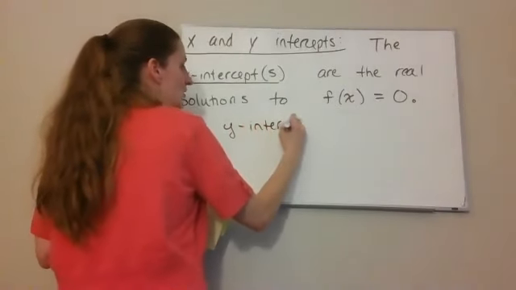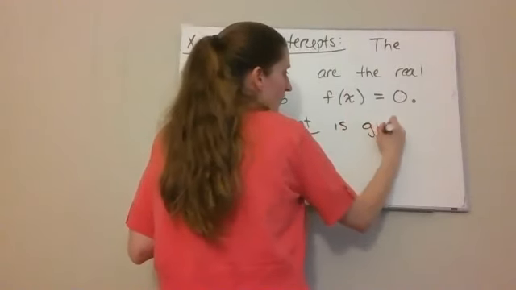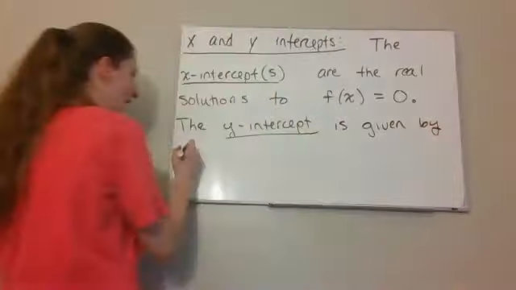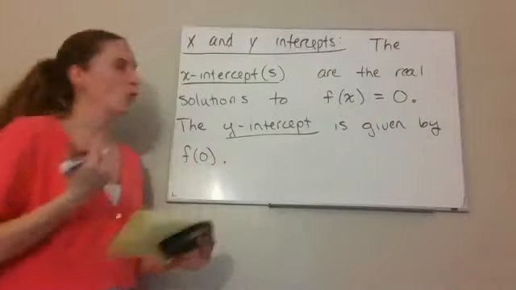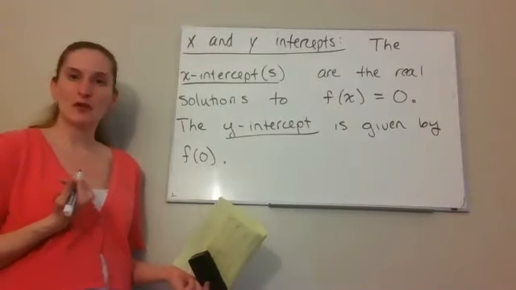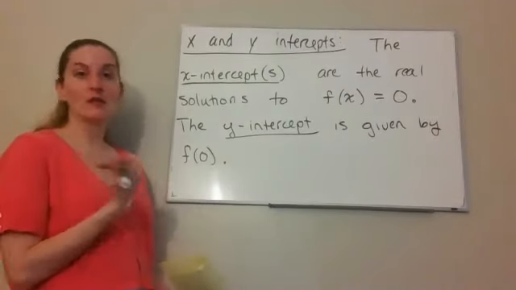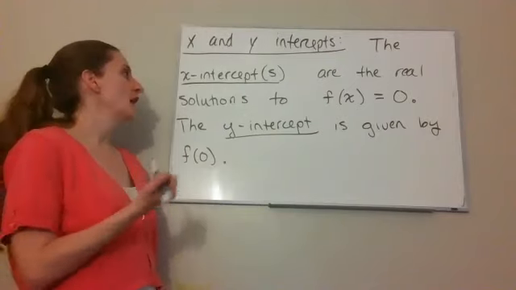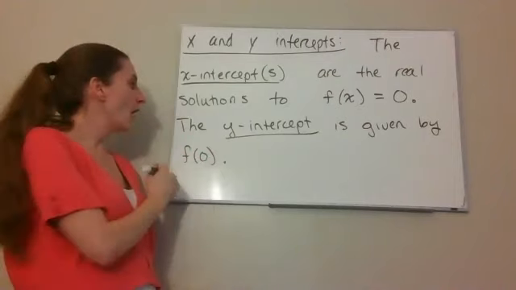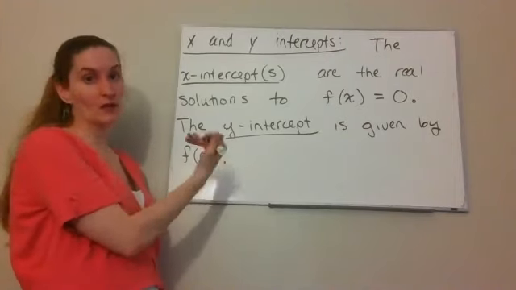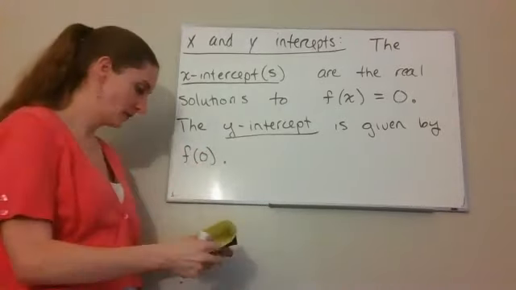The y-intercept is given by f of 0. So what are these intercepts? It's where the graph of our function touches our x or y axis. The x-intercepts, which you can have more than one of those, is where the graph of your function touches the x-axis, that horizontal axis. And the y-intercept, you can only have one of those, and you might have none. The y-intercept is where it touches the y-axis.